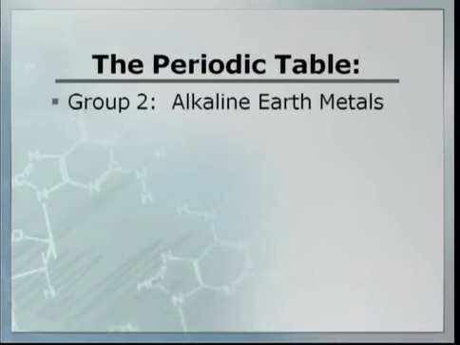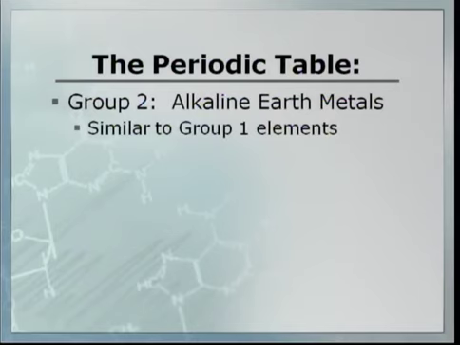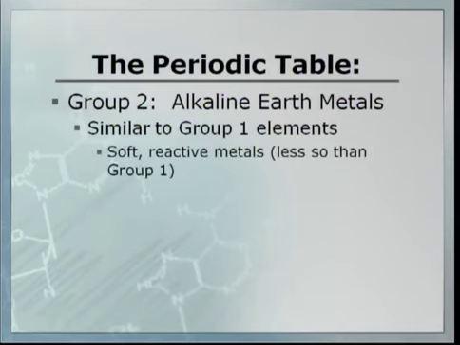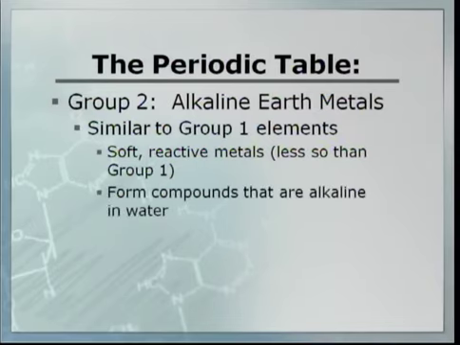Group 2 now, one group over to the right of the first group, are called the alkaline earth metals. These are very similar to group 1 elements. They tend to be very soft, reactive metals, but not as reactive as group 1. So these guys, if you drop them in water, they won't explode on you, but if you light them with a match, they will burn very, very rapidly, okay? And so they form compounds that are alkaline in water as well, okay?